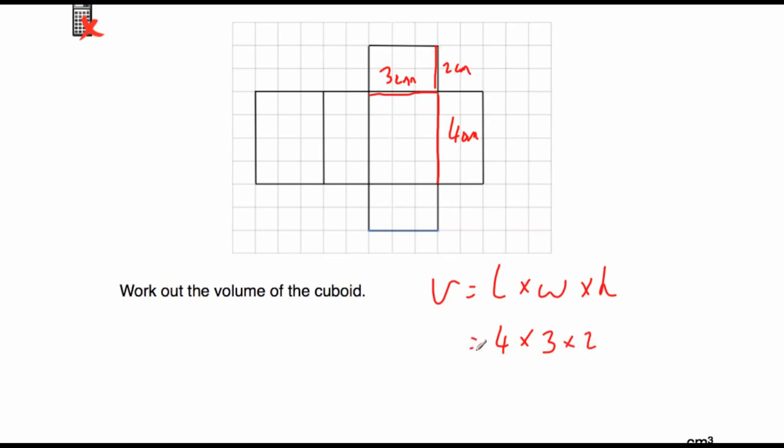So we just need to work out 4 multiplied by 3 multiplied by 2. And 4 times 3 is equal to 12, times by 2 is equal to 24. So the volume of this cuboid would be 24 centimeters cubed.